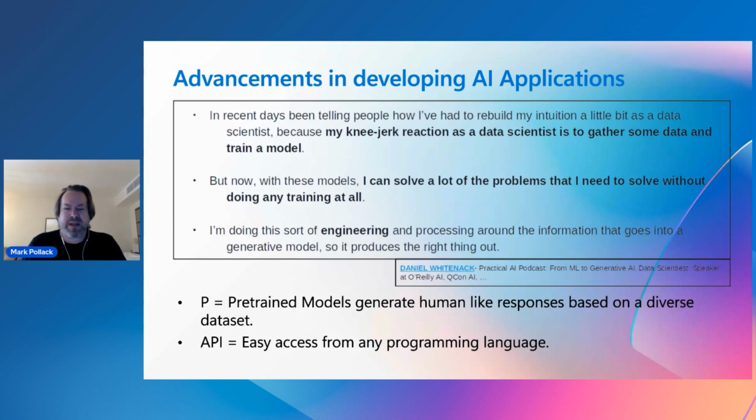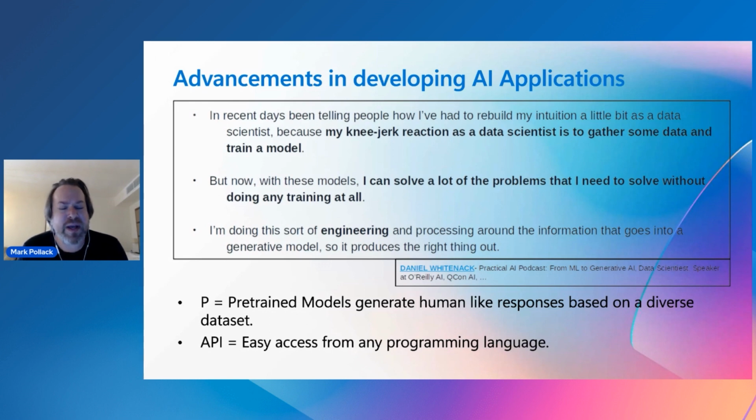And here's an example of a data scientist. His name is Daniel Witnack. He hosts a very popular podcast called Practical AI. And he's been in this business for a while. He's a prominent speaker as well. And here are some quotes from an interview with him.